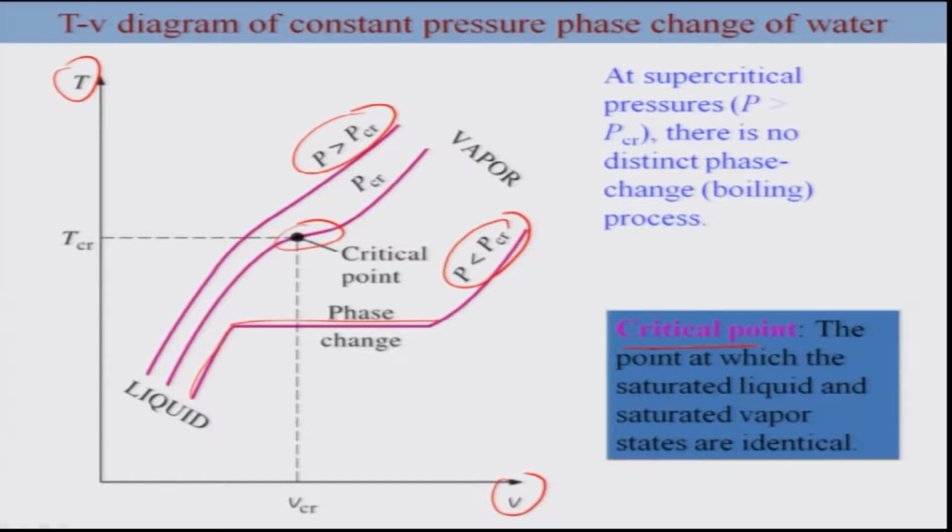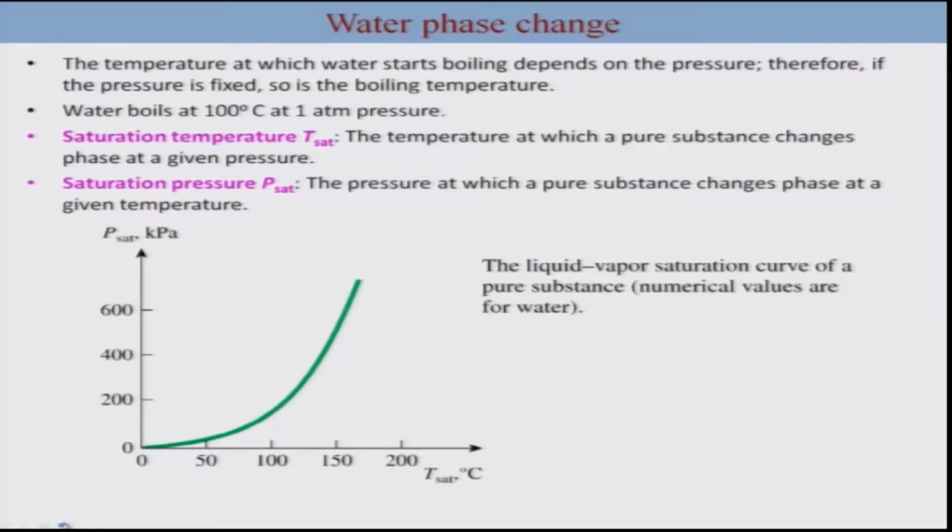So the critical point is the point at which saturated liquid and saturated vapor states are identical, which means you cannot distinguish them. Okay. So at supercritical pressure, there is no distinct phase change process. That means there cannot be boiling in a supercritical process.